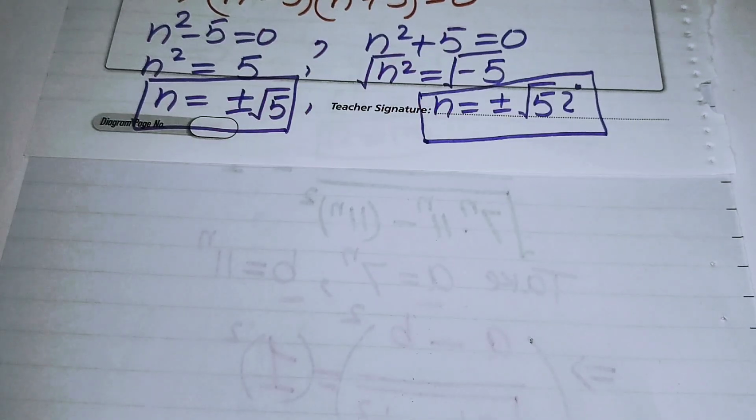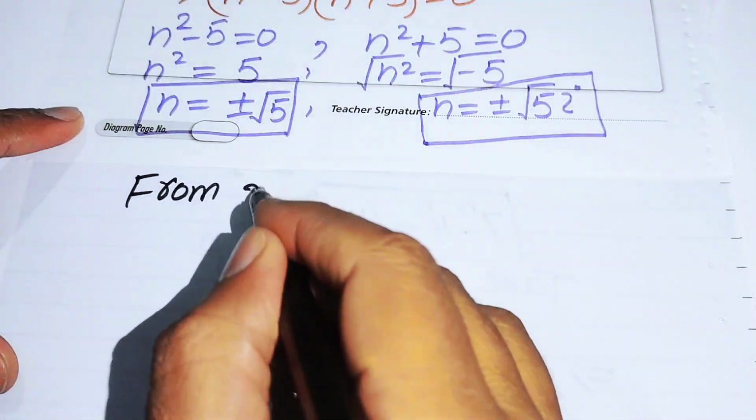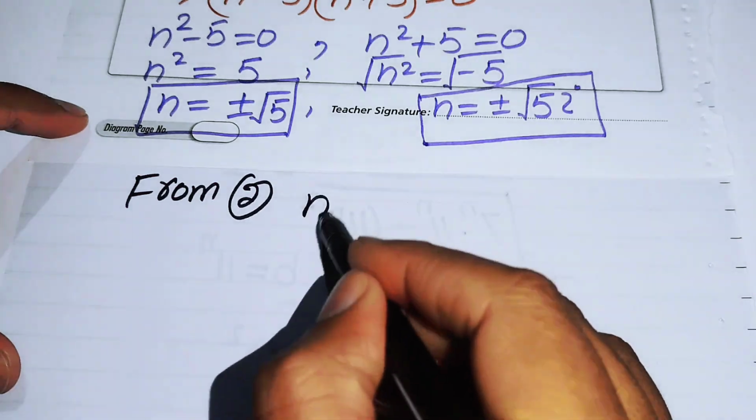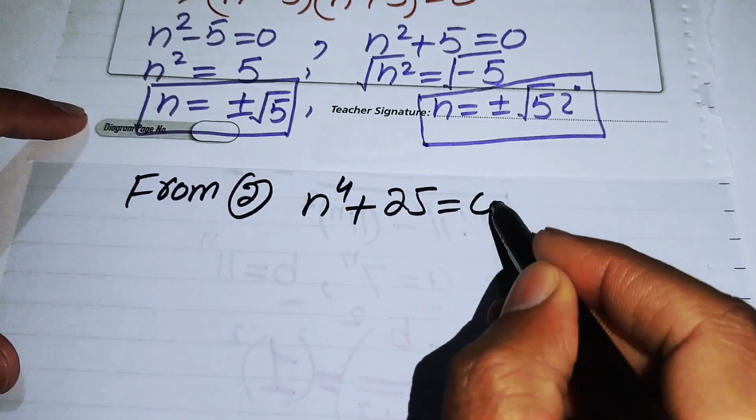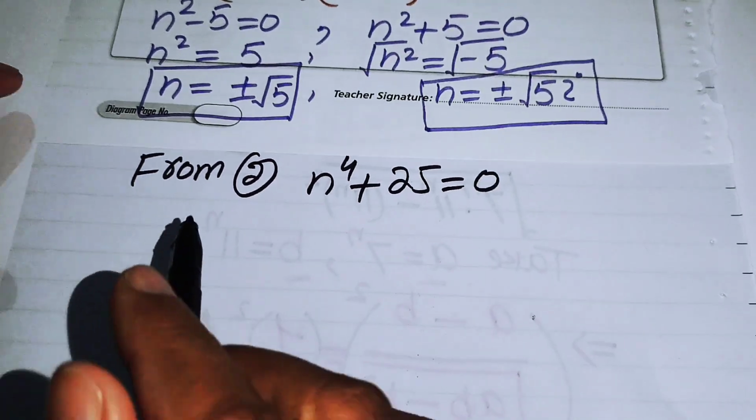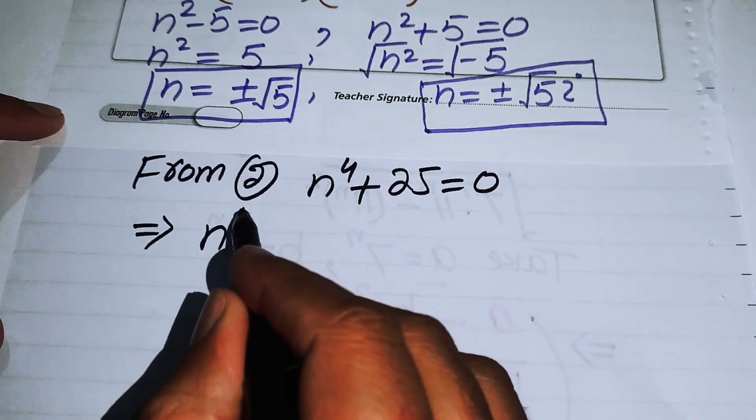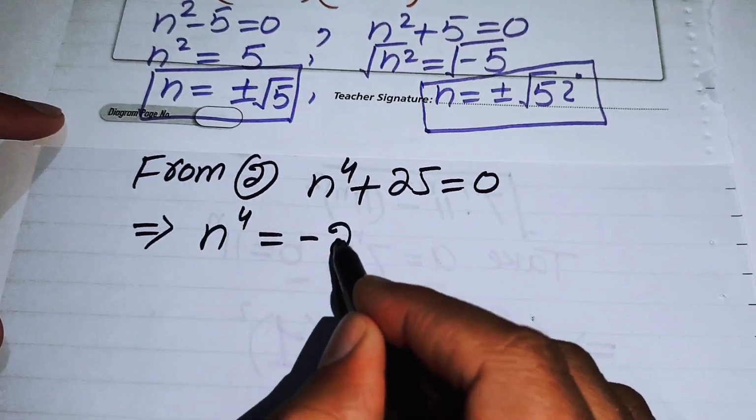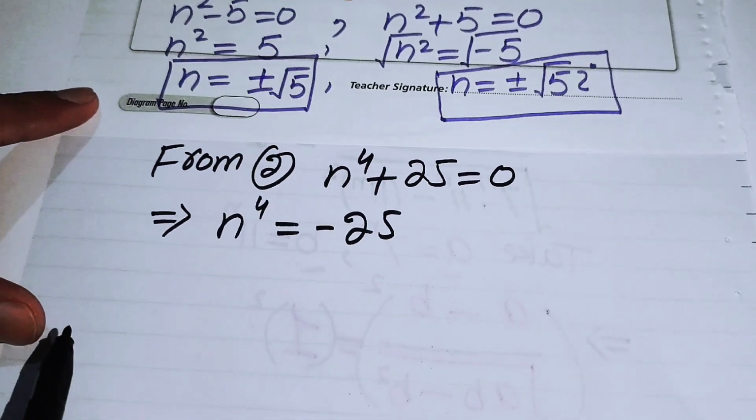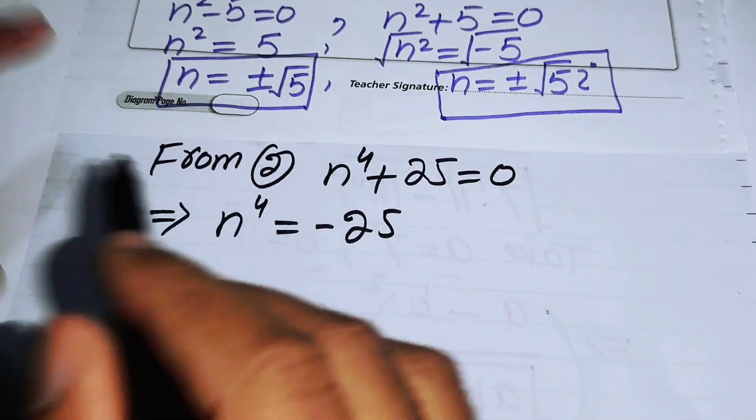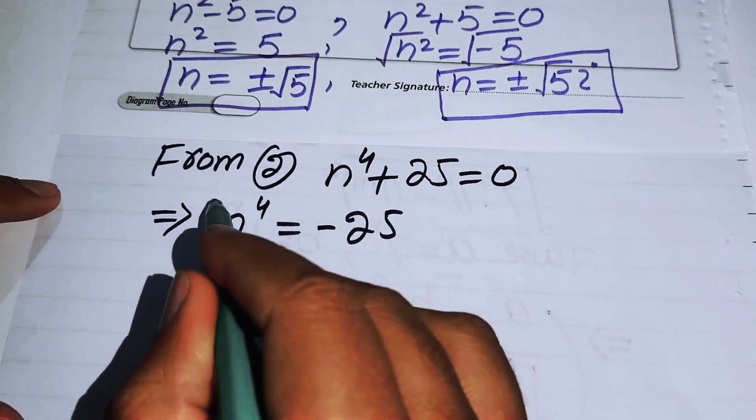So now we have found 4 roots from equation number 1. Now we move towards equation number 2. Equation number 2 looks like this: n to the power of 4 plus 25 equals 0. We move 25 to the right hand side and we get n to the power of 4 equals minus 25. And when we take the square root on both sides, we get its output in this form.